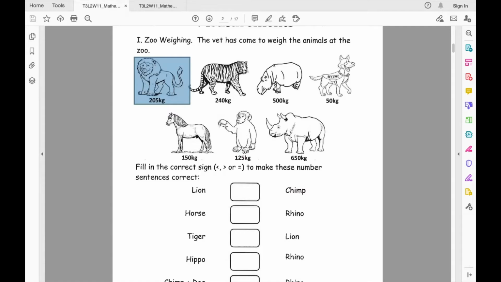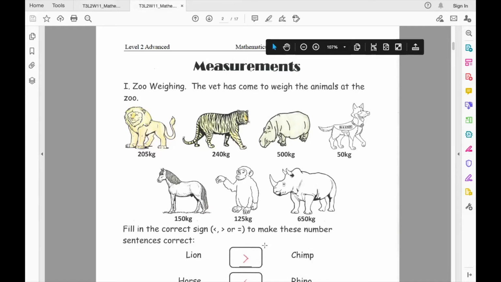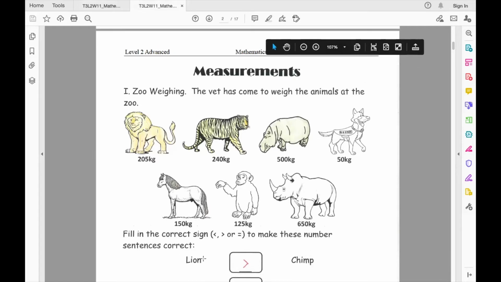That means our crocodile mouth has to come and try and eat the lion. So what we do here is draw a crocodile mouth here, which tries to eat the lion because the lion is heavier. So that's the symbol that we draw, and the chimpanzee is over here. The crocodile mouth is trying to eat the lion. That's how you can imagine it.